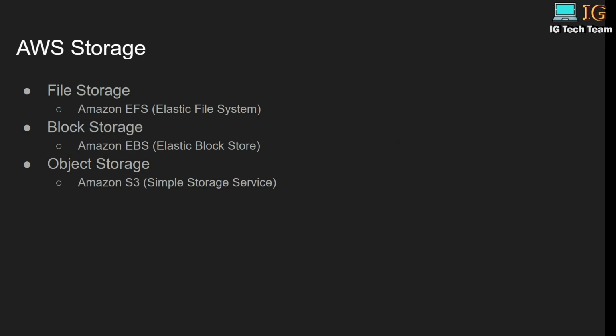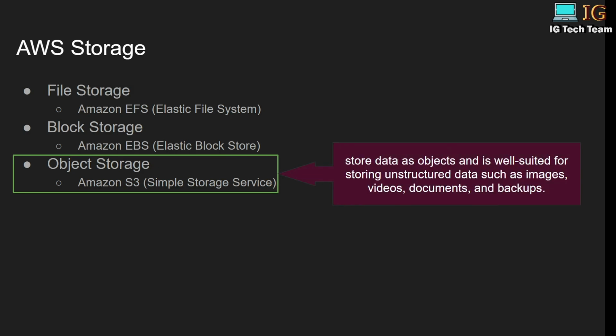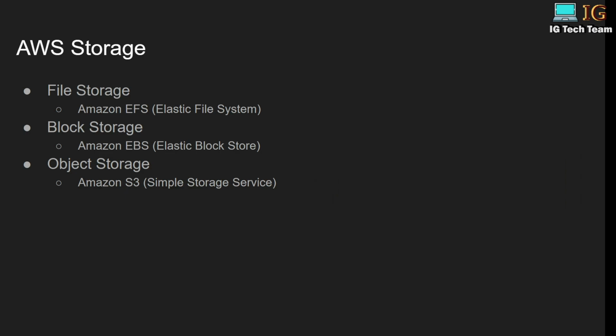Next we have object storage, example Amazon S3, Simple Storage Service. It stores data as objects and is well suited for storing unstructured data such as images, videos, documents and backups. So these all are the storage services AWS has offered.